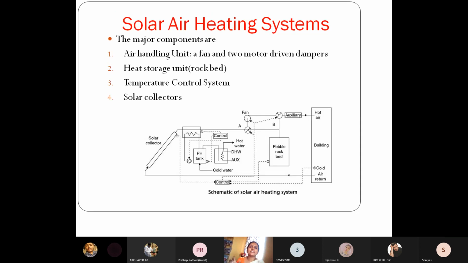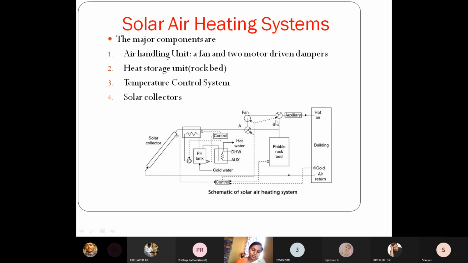Next is the solar air heating system. It has an air handling unit, a fan and 2 motor-driven dampers. Next is a heat storage unit, a rock bed, a temperature control system and the solar collector. These are the 4 major components in the solar air heating system. Depending on the position of the dampers, you can observe A and B. These two are the dampers.